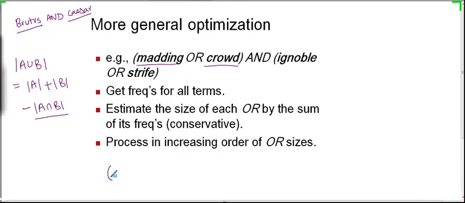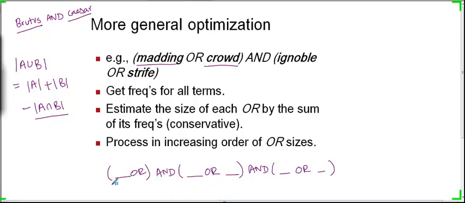So when we have an OR term and we are taking the AND of several of these OR terms, so something or something ANDed with something else or something else, ANDed with something else or something else, how do we decide which OR operation to carry out first?